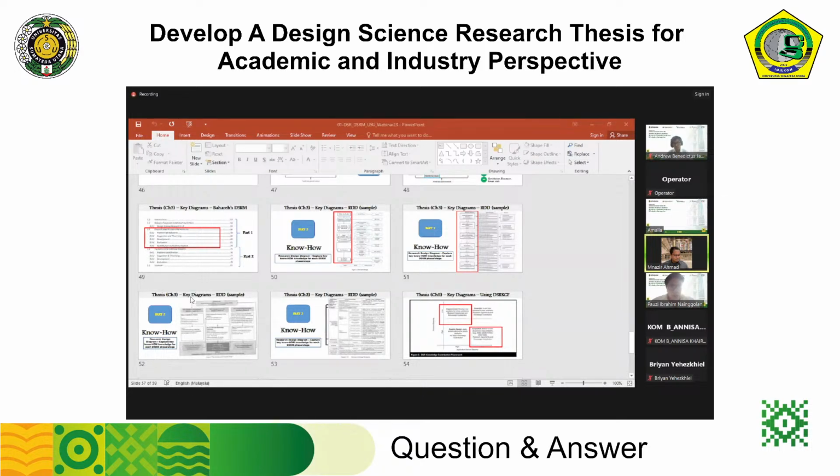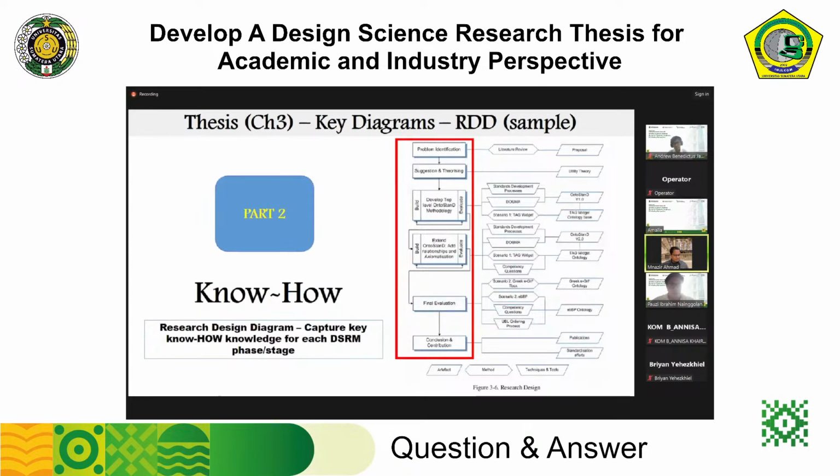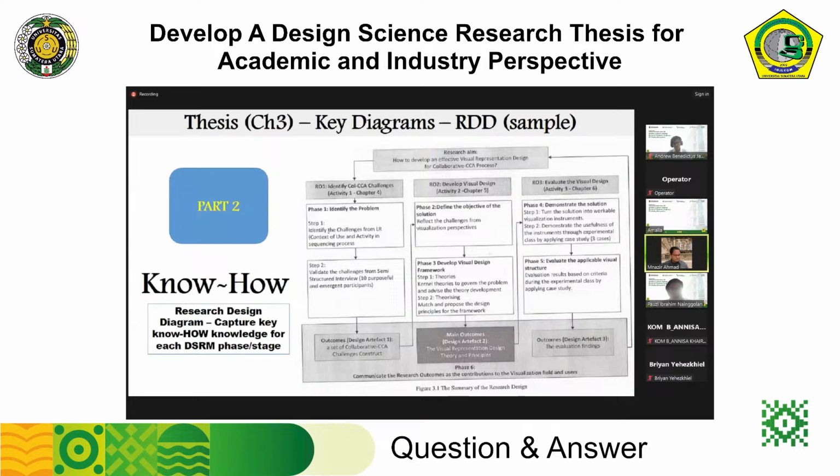So the research design diagram that I put in here, do you see it? Yes, Bro. This one belongs to you, it belongs to the researcher. This is your novelty. This is your application of your design science research. This one belongs to you, the student who builds the thesis. Okay, no issue of the ethical.